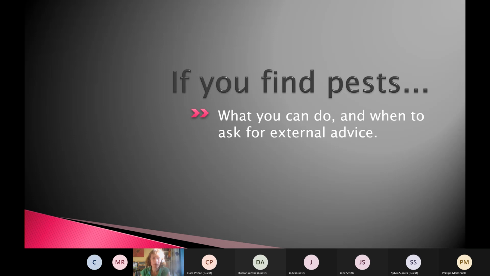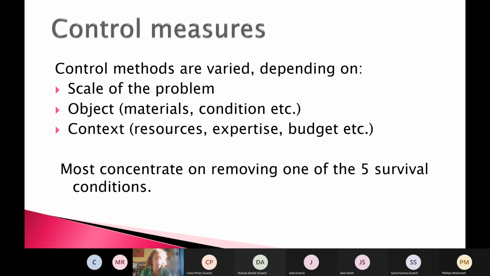So again, we're going to be thinking about a range of different options. And it is worth making the point at this stage that these control measures that I'm talking about are really very varied, and there isn't one single answer, because it very much depends on what type of pests there are, where they are. So how big a problem is it? Is it just one object? Is it a whole room? Is it a whole building?